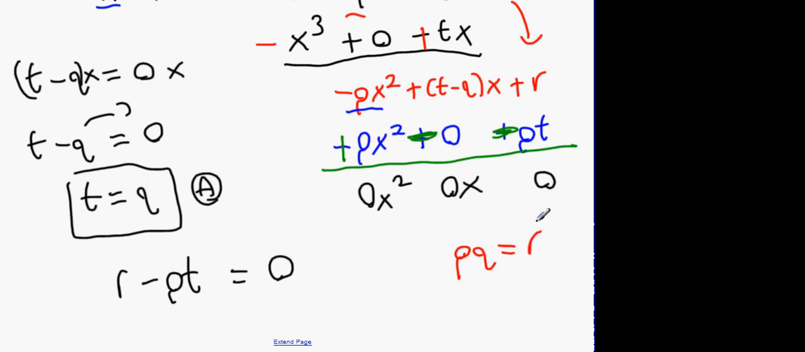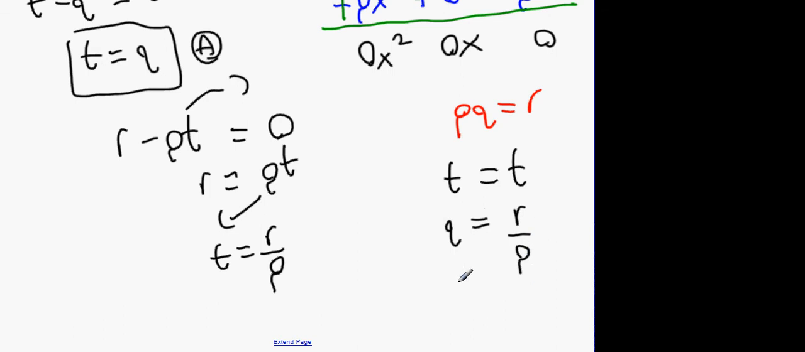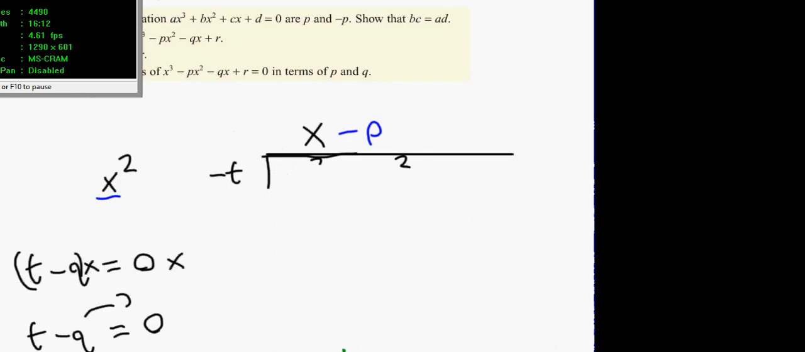Now, pq equals r. Which letter is completely missing from that answer? t. Get t on its own. Move over the pt. We get r equals pt. Whichever letter isn't in the formula at the end, you isolate it on its own. t equals r over p. Q, t equals t, q therefore equals r over p. pq equals r. Just talk about this one for a second, okay?